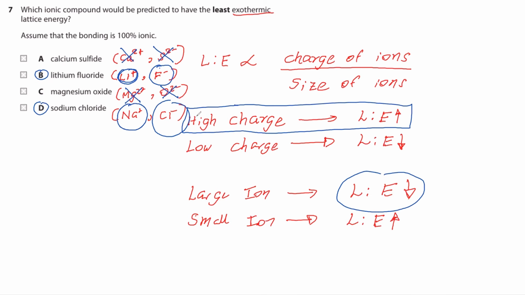So I remove the high charge one. Now I want the least lattice energy. Least lattice energy comes when the ion is the largest one. So the largest one out of lithium fluoride and sodium chloride is sodium chloride. So least charge, largest ion will give me the least lattice energy. So therefore my answer for question number 7 is D. Right.